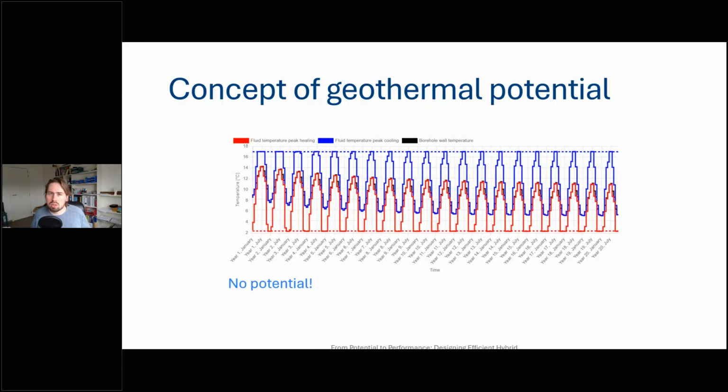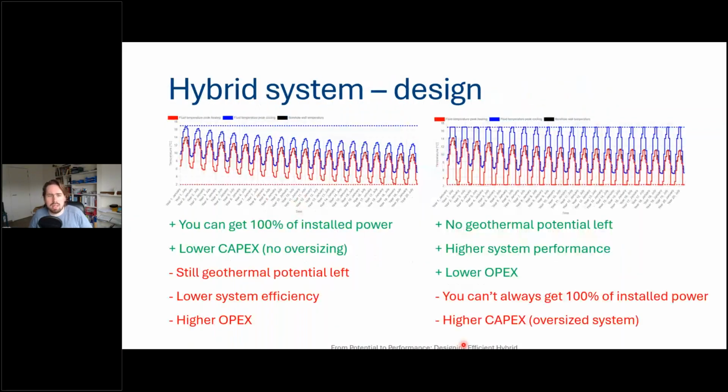It's fully used. And if we compare these different designs, and we start on the left with our borefield which has only potential for energy left, if you do this in a hybrid design, you have 100% of the installed power. Now, what do I mean by that?